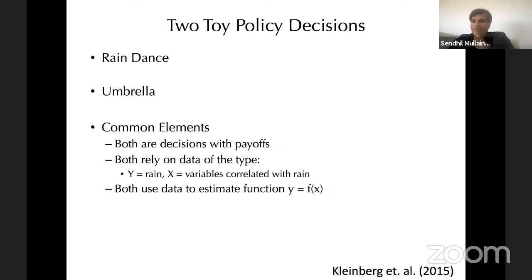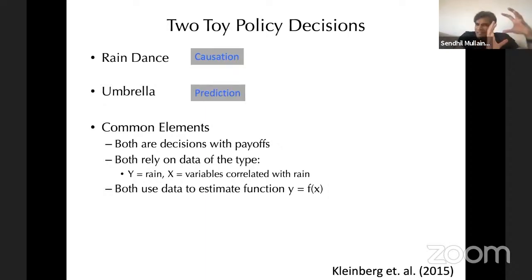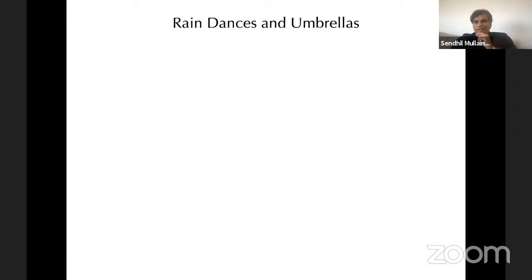But you can see where I'm headed with this. Rain dance is a causal inference problem. Does rain dance cause rain? The umbrella is a pure prediction problem. So you can see that even though these are both decisions, one of them has a causal germ and the other has a predictive germ. So how do you make sense of that?